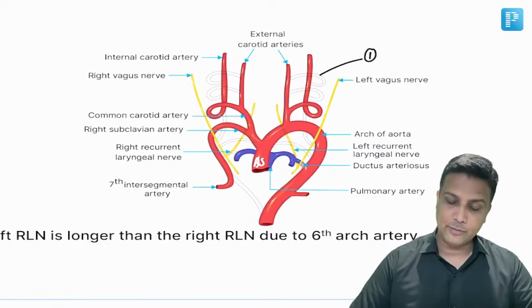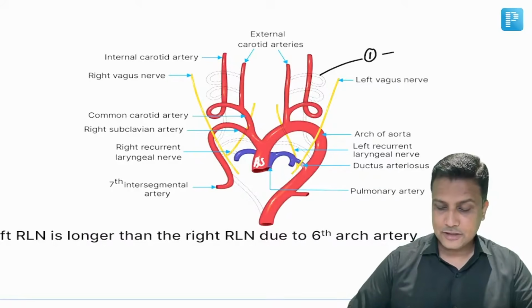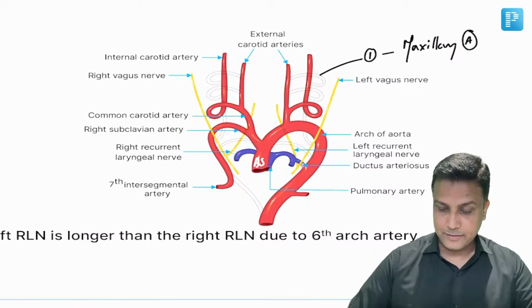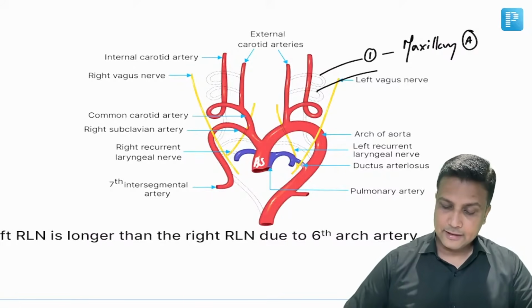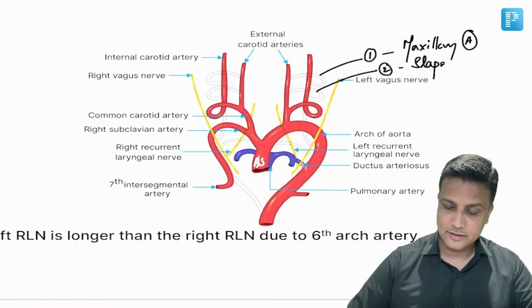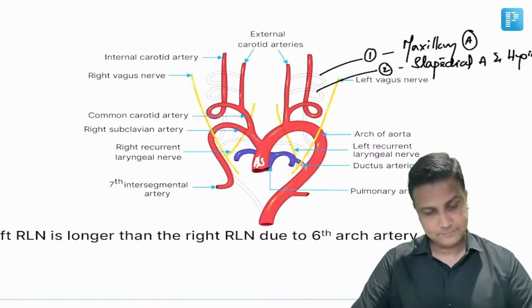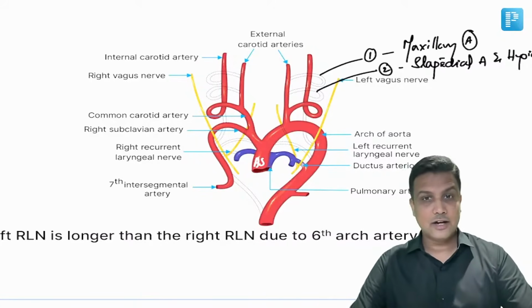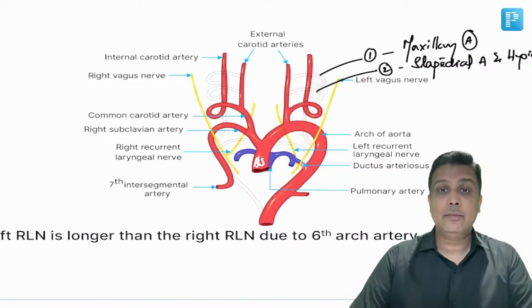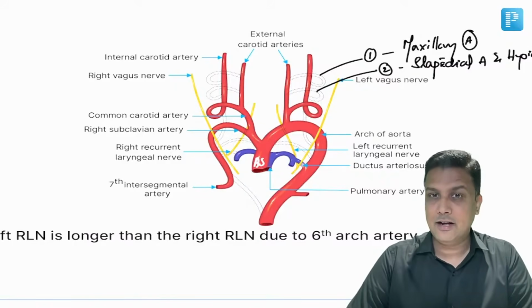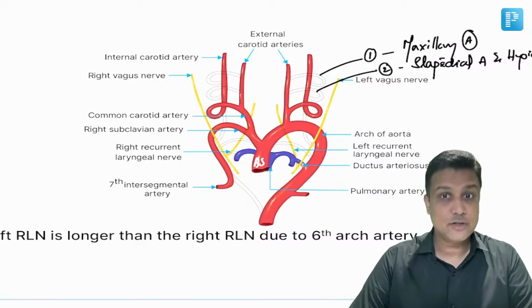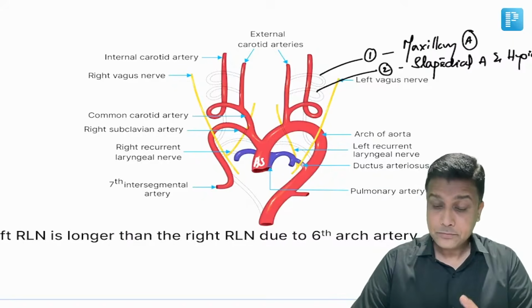There will be a remnant of that one, my dear friend. And the remnant of the first arch artery will be the maxillary artery. So maxillary artery is the remnant of first arch artery. Now this one here will be the second arch artery, and the remnant of this one here will be the stapedial artery and even the hyoid artery. Remember, these two will be the remnants, my dear friends. Repeat again. The remnant of first arch artery will be the maxillary artery, and the remnant of second arch artery will be the stapedial artery and hyoid artery. These two will be the remnants of the second arch artery, not the derivatives.